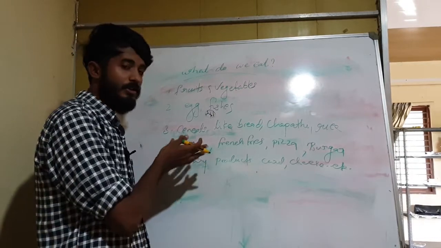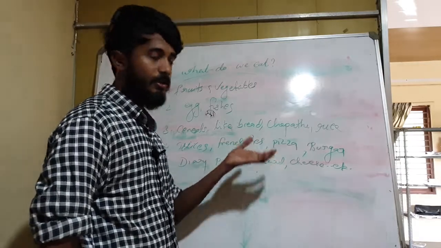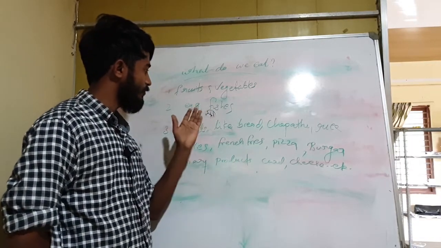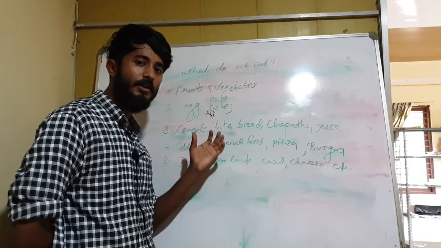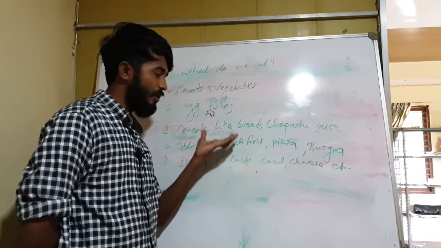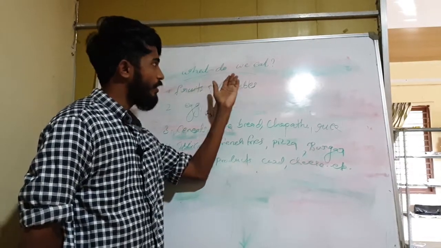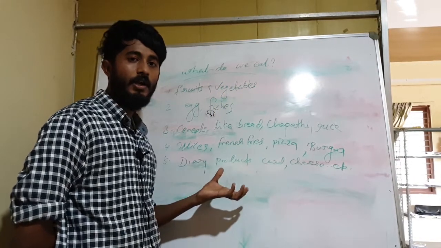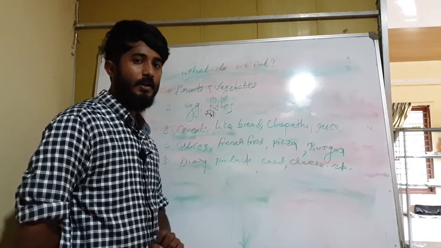So there are so many varieties of food items. Some of you have fruits and vegetables, some of you like egg and fishes, and some of you like bread and chapati. Most of us have these food items. So this is about the topic: what do we eat? We eat these varieties of food items. This is very important for our survival.